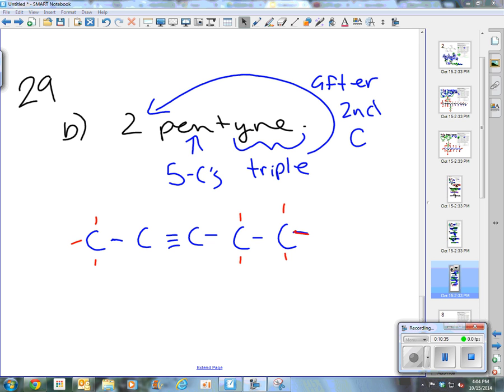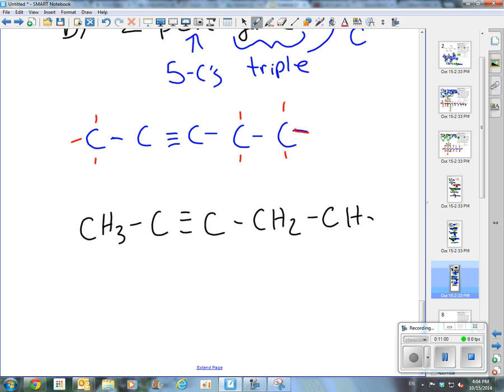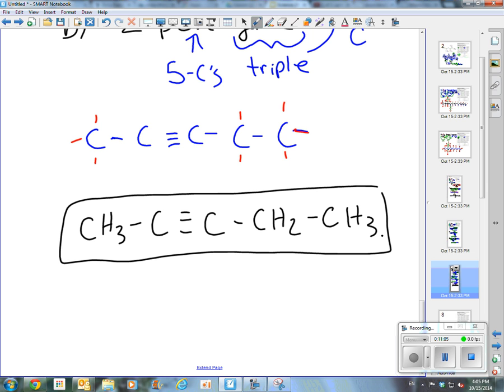Okay, sorry, I had to pause the problem there. So what we were doing was just finishing in the hydrogens here, so that we can end up putting the entire actual chemical formula in. So this becomes CH3, carbon, triple bond, carbon, CH2, CH3, and that is the final answer for that particular question, which was 29B.